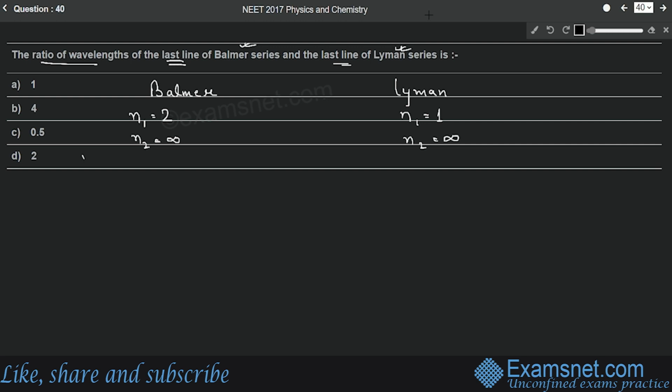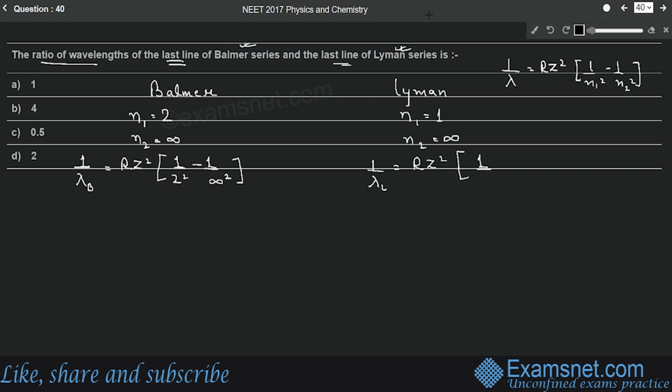Now, we know that 1 by lambda is equal to Rz square, 1 by N1 square minus 1 by N2 square, right? So we'll put this formula for each one of them. For Balmer series, 1 by lambda B will be equal to Rz square, 1 by N1 square, that is 2 square, minus 1 by N2 square, that means 1 by infinity square. Similarly, for Lyman series, 1 by lambda L will be equal to Rz square, 1 by 1 square minus 1 by infinity square again.